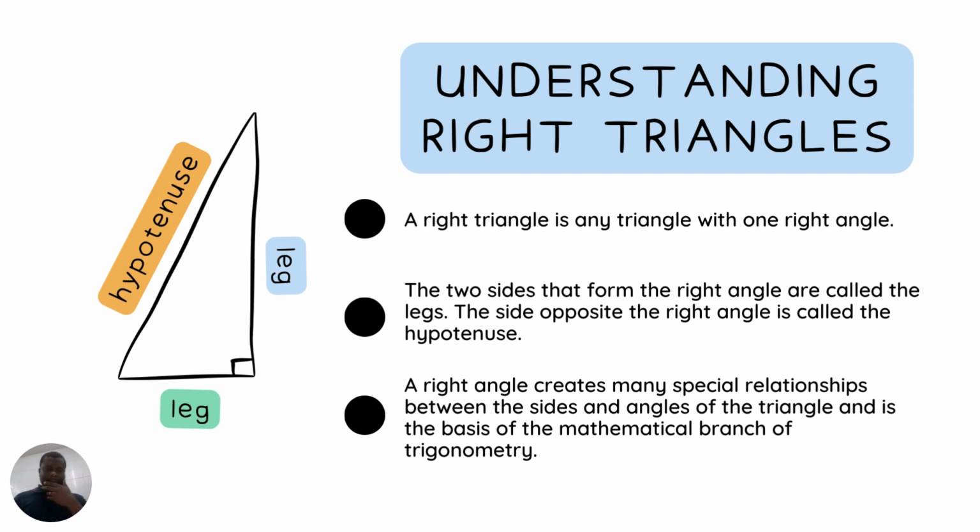So a right angle creates many special relationships between the sides and angles of the triangle, and is the basis of the mathematical branch of trigonometry. So all of the proofs we have in trigonometry are derived from this right angle triangle.